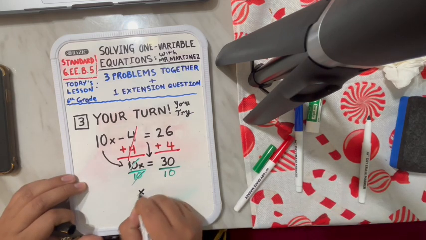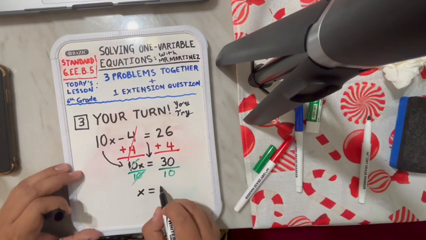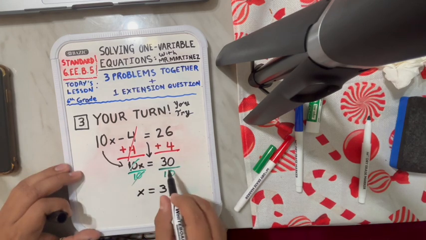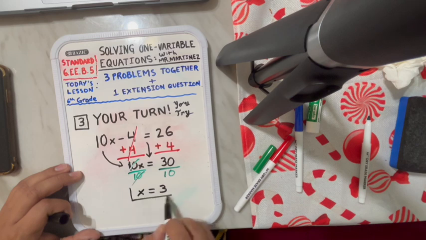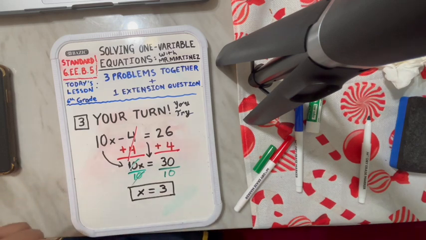So what are we left with here? Well, we are left with x equals 30 divided by 10. The answer here is 3, because 30 divided by 10 is equal to 3. And this is our solution. This is our answer for problem number 3. x equals 3. Now let's move on to the extension question.